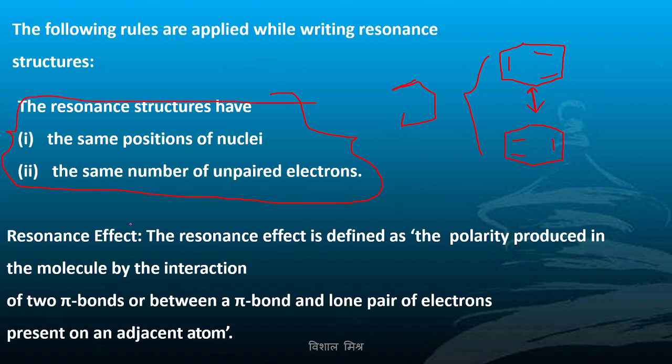And the resonance effect is defined as the polarity produced in the molecule by the interaction of two pi bonds, or between a pi bond and a lone pair of electrons present on an adjacent atom.